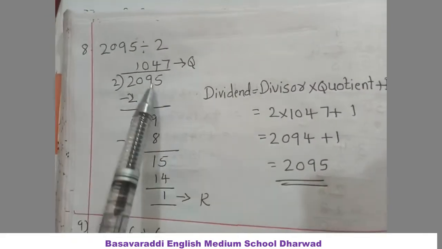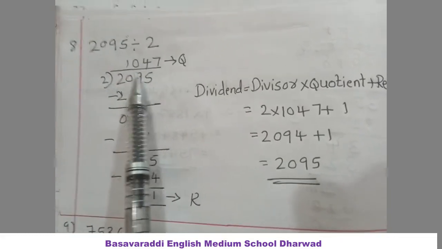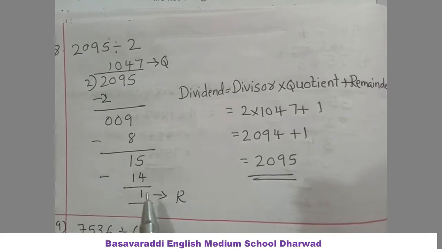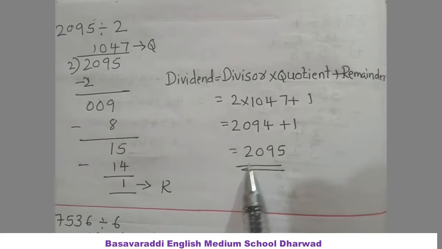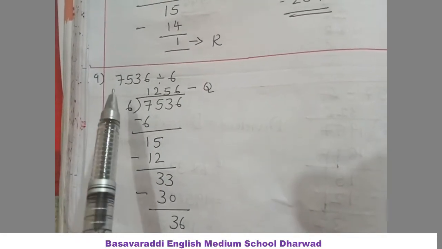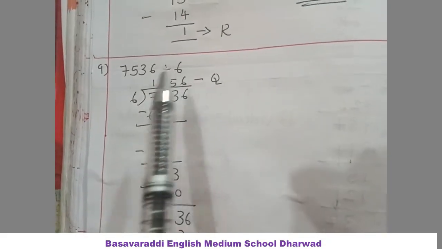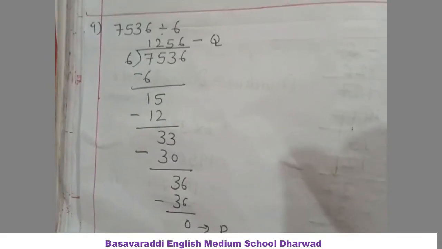So the 8th one, 2095 divided by 2. The quotient is 1047. The remainder is 1. When we check this answer, it is 2095, so this is correct. Then the 9th one, you have to do the same: 1536 divided by 6. The quotient is 256. The remainder is 0.